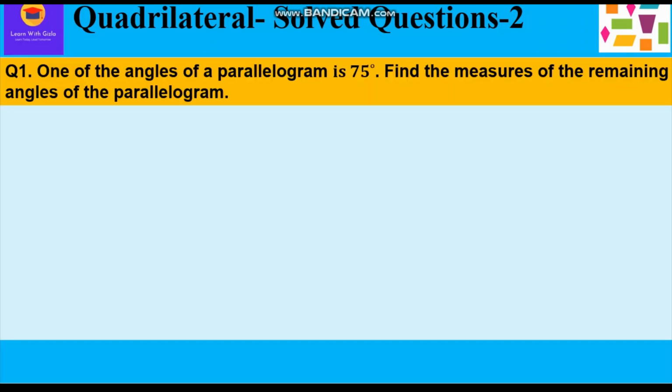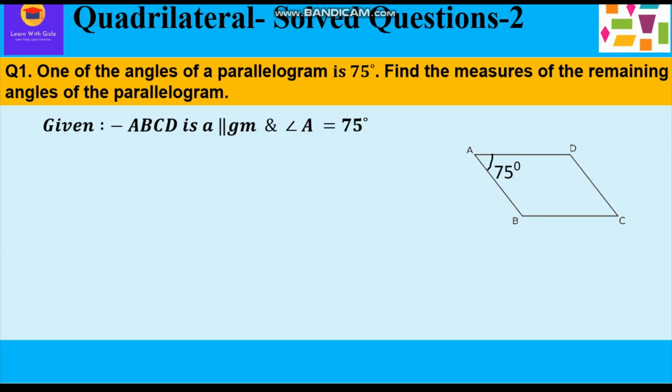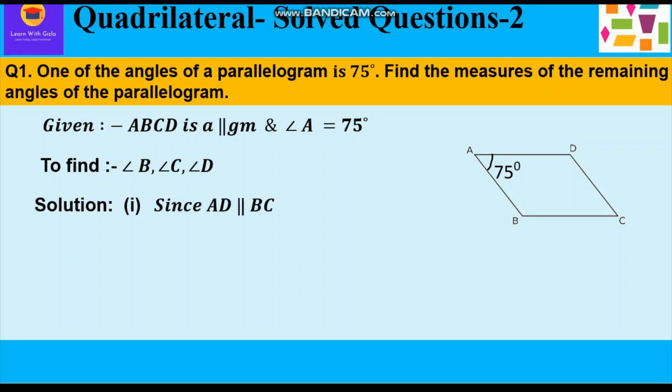One of the angles of the parallelogram is 75 degrees. Find the measures of the remaining angles of the parallelogram. So given to us, ABCD is a parallelogram and let angle A be equal to 75 degrees. This you can see in the given figure. Now we have to find the remaining angles of the parallelogram, that is angle B, angle C and angle D. Now let's start with the solution.